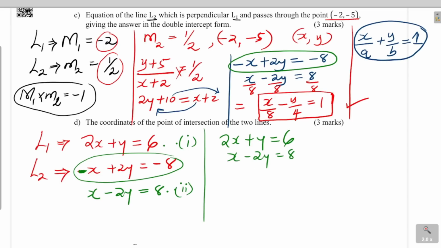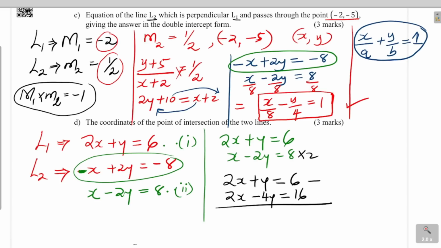So you can use any suitable method. I'll use elimination. I'll multiply the second equation by 2 to eliminate x, so that I have 2x plus y is equals to 6, and the second equation, multiply everything by 2, you get 2x subtract 4y is equals to 16. Then the x's are the same. You can subtract y, subtract negative y. That will be 5y is equals to, 6 subtract 16, that will be negative 10. So y becomes what? Negative 2.